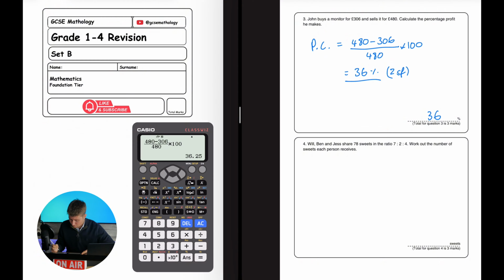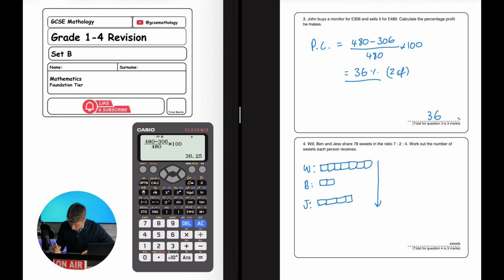Question 4 says, Will, Ben and Jess share 78 sweets in the ratio of 7 to 2 to 4. Work out the number of sweets each person receives. So we've got Will, Ben and Jess sharing some sweets in the ratio of 7 to 2 to 4.